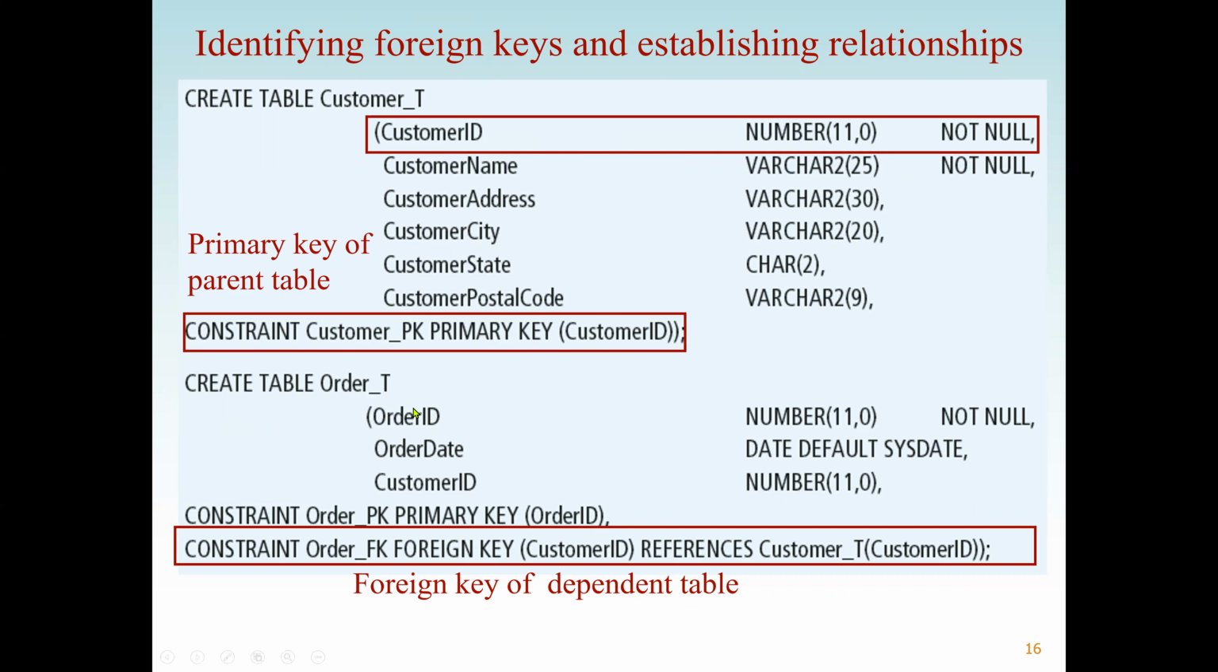Then the other table, customer T, is also the same thing. We have the three attributes here, with their data types. We use the constraint primary key, and the primary key field will be order ID. And then the foreign key will also be the customer ID. This means customer ID is a primary key field in another table.